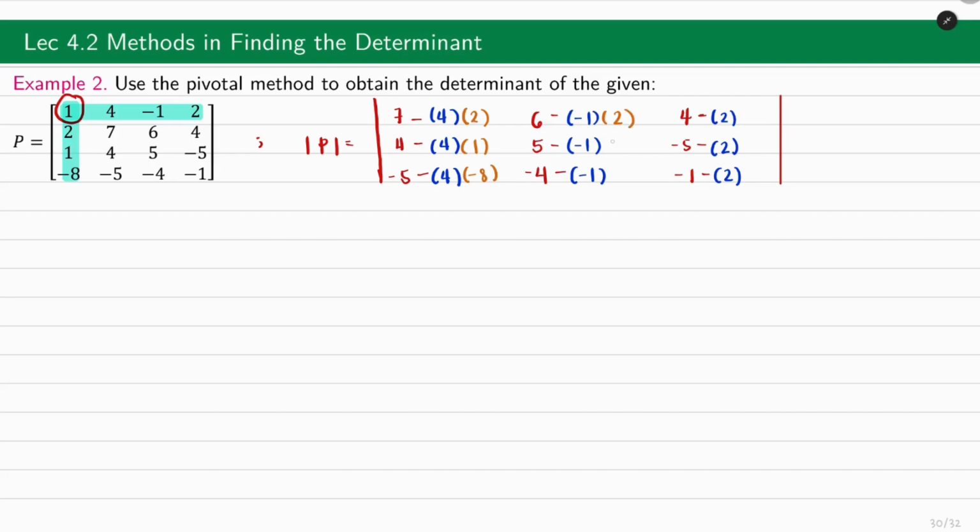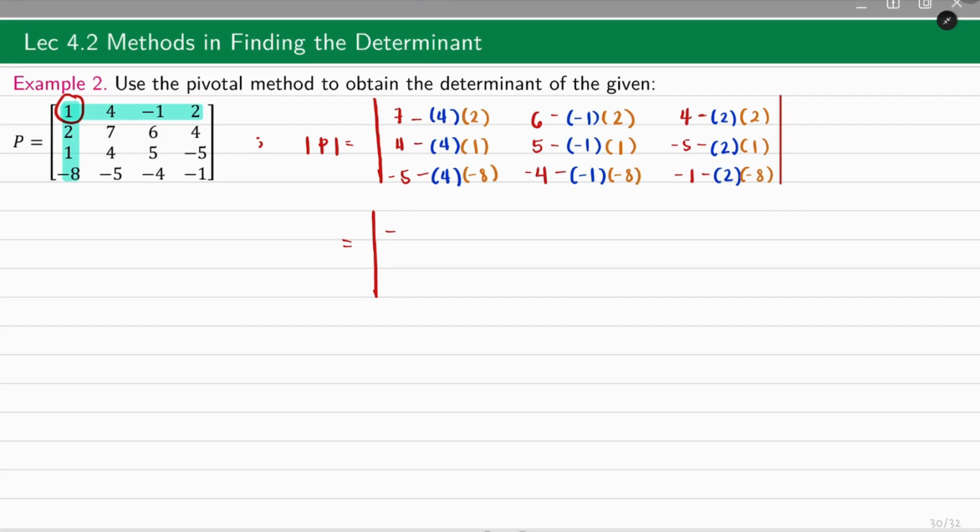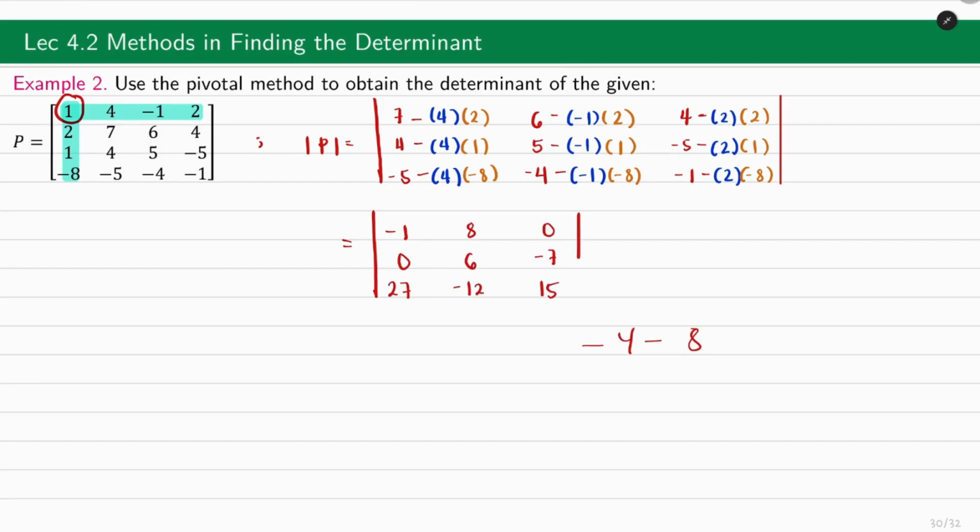Take note that when you solve using the pivotal method, make sure to make enough space. 2, 1, negative 8. We have 7 minus 8, that is negative 1. 4 minus 4, that is 0. We now have a 3 by 3 matrix. We will proceed with applying the pivotal method here also.